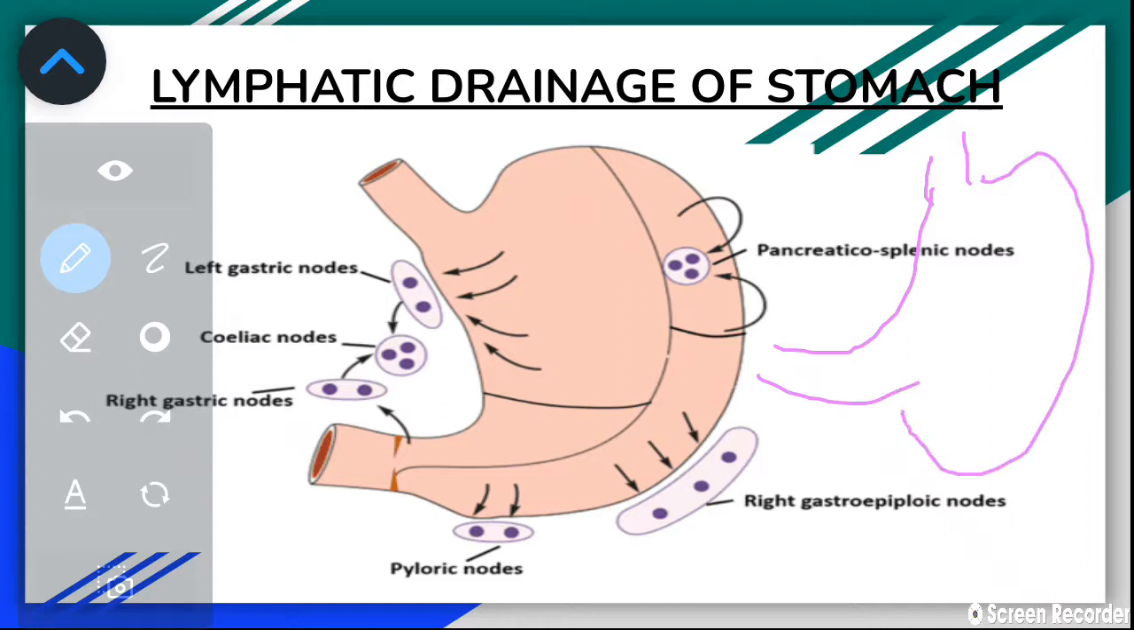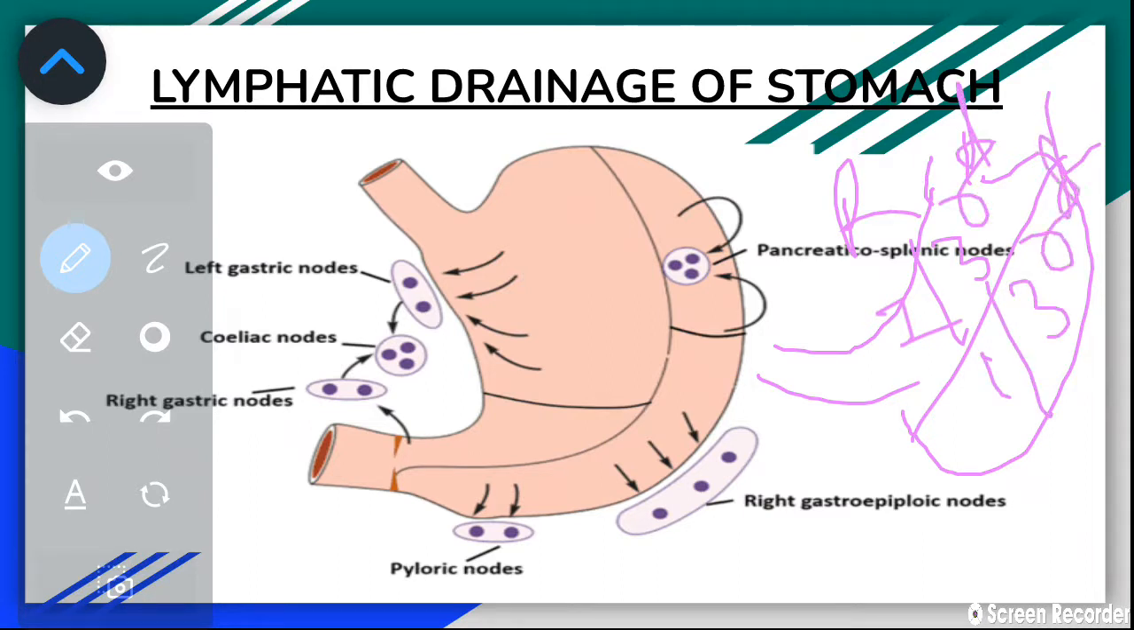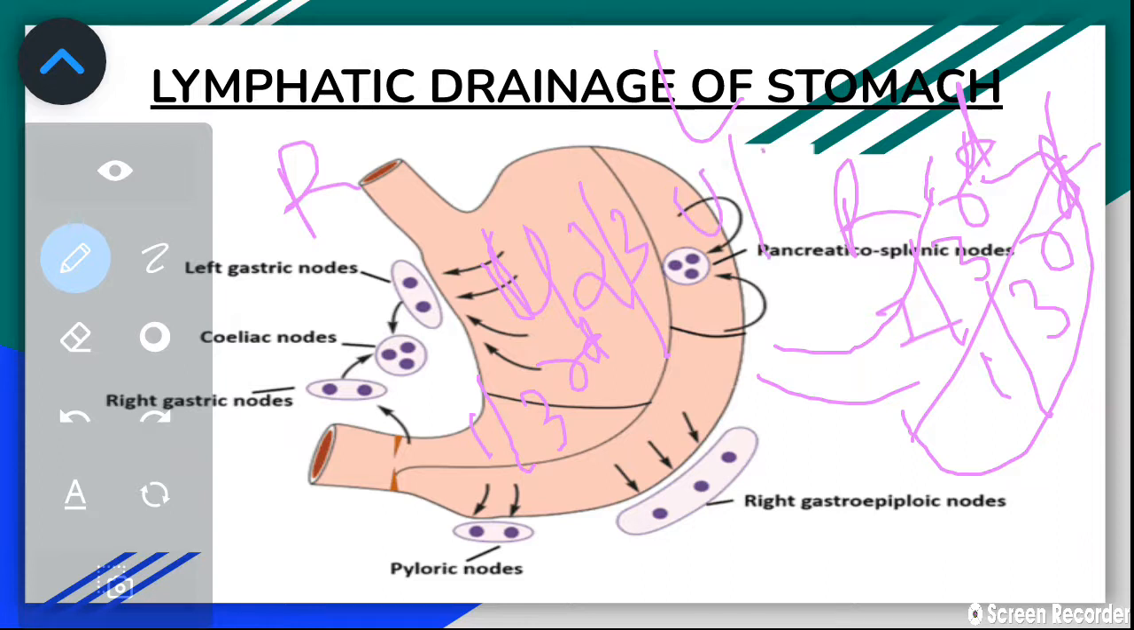Divide the stomach into the right 2/3 and the left 1/3 part. This is your right side and this is your left side. Then the right side is again divided into upper 2/3 and lower 1/3, and the left part is again divided into upper 1/3 and lower 2/3. Remember, the left is just the opposite of the right: there it was upper 2/3, and in the left it is lower 2/3. This is how the territories of the stomach are formed.